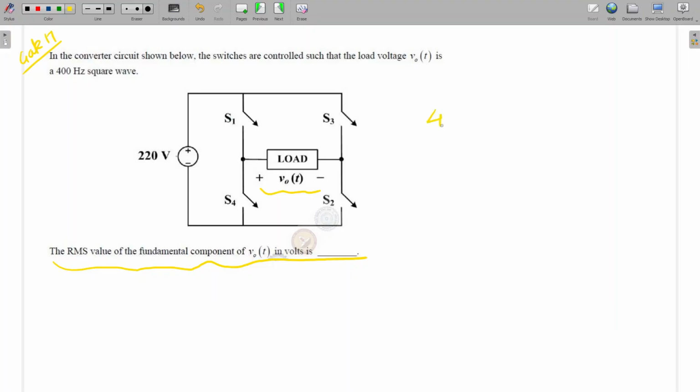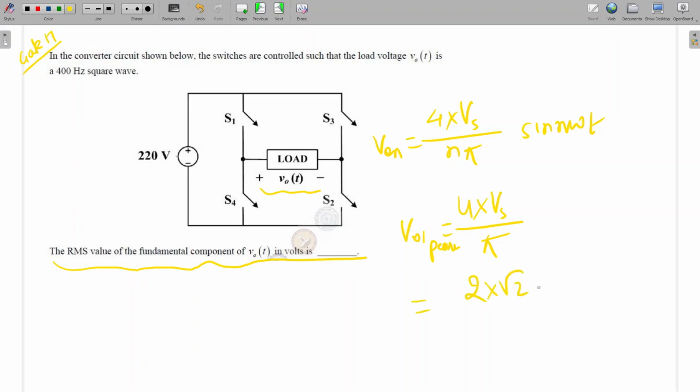4 Vs upon n pi into sin n omega t. This is the output nth harmonic voltage. What will be the fundamental peak value? So fundamental peak will be 4 into Vs upon pi. This is V01 peak. And what is the RMS value? So this divided by root 2. So that will be 2 into root 2 into Vs upon pi. Is it clear? Can you calculate this value?